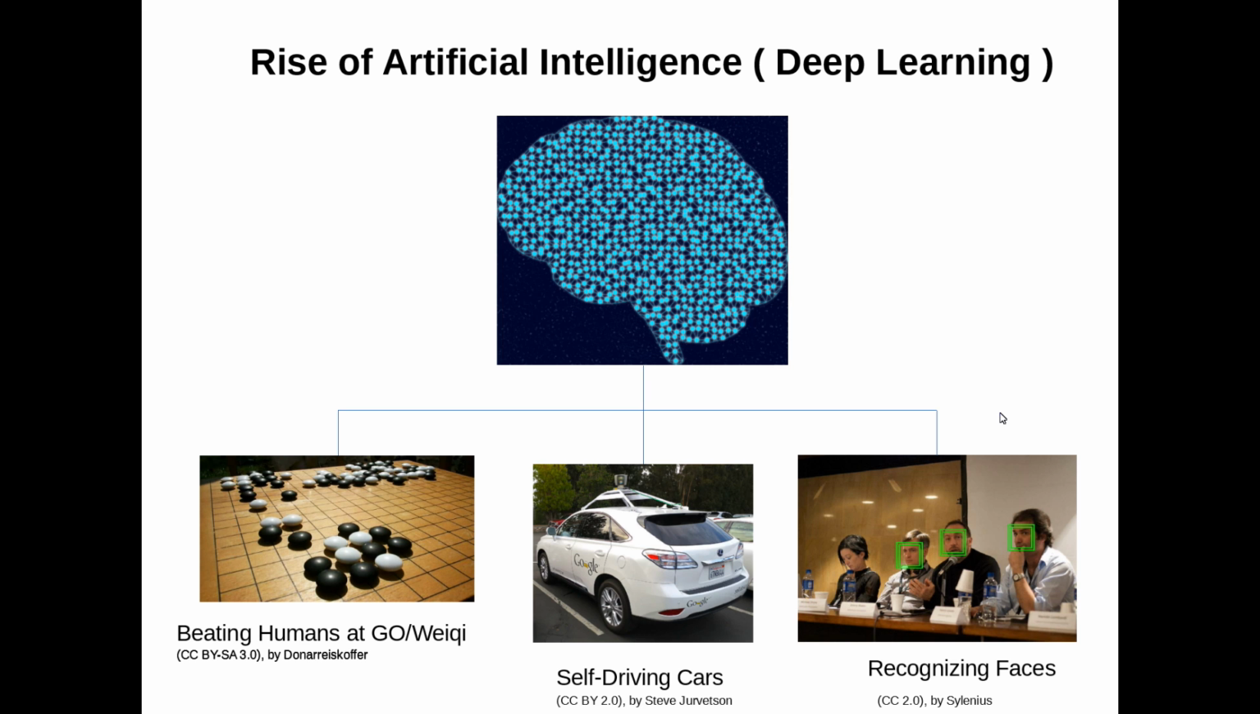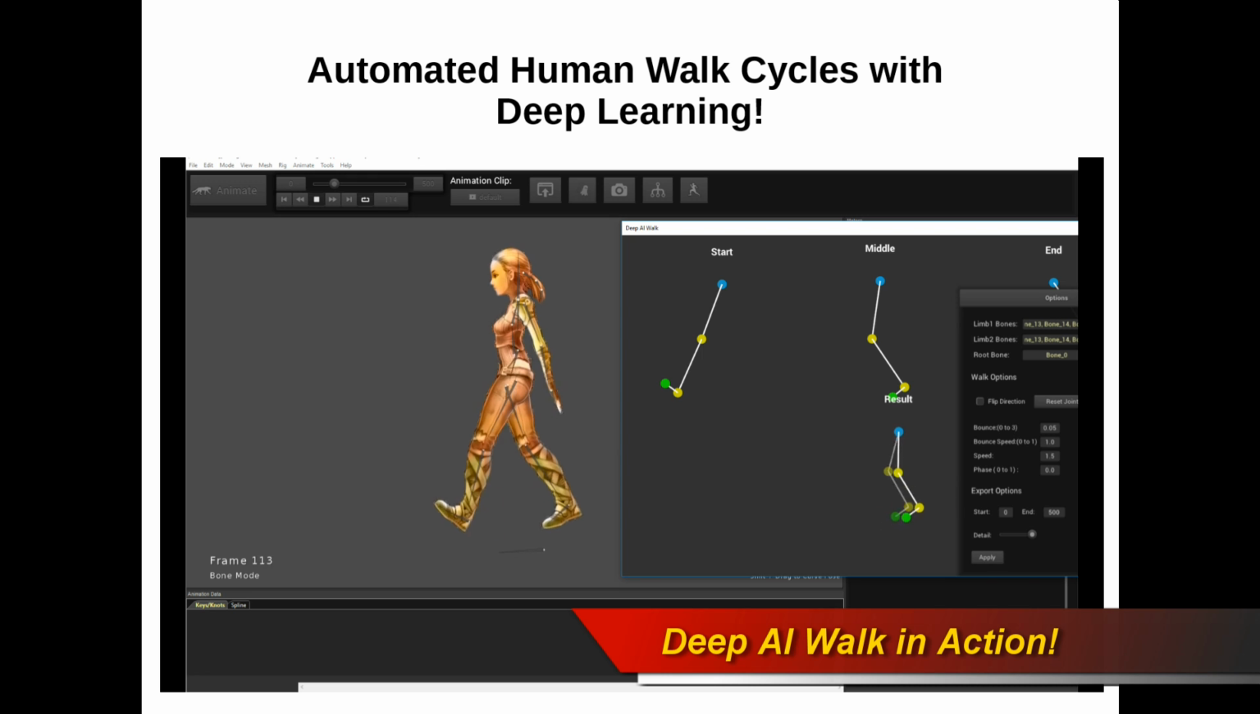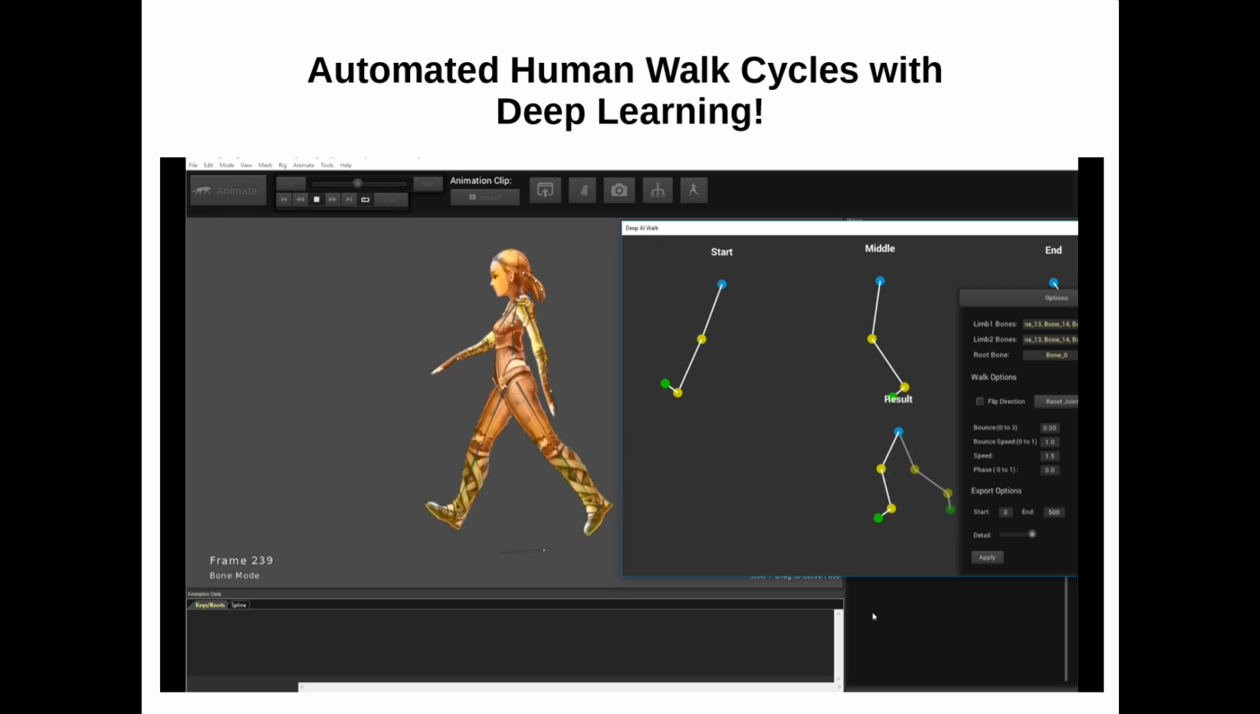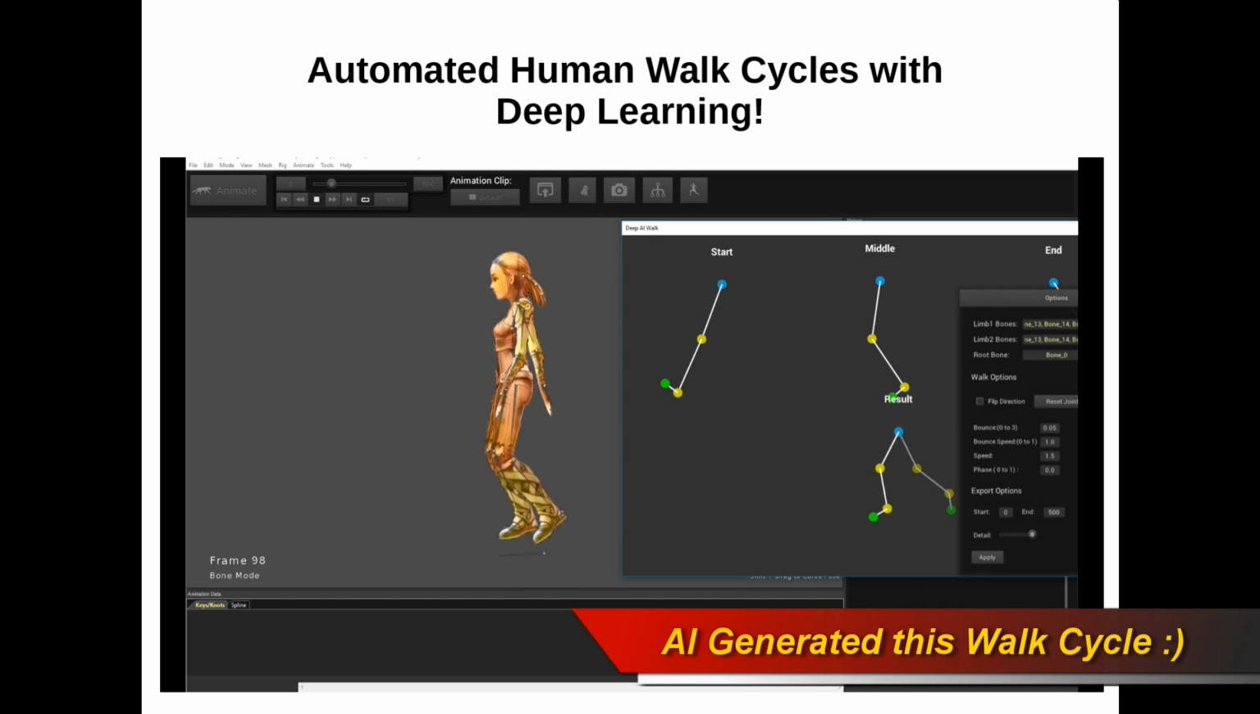In other words, Deep AI Walk is a new automated human walk cycle generation system that's based off deep learning. And you'll see in a moment how it actually works. It's extremely fascinating. Here's an example of it running. What it does is I've actually trained Creature to learn how humans walk. So the first iteration of this is trained on biped human walk cycles.